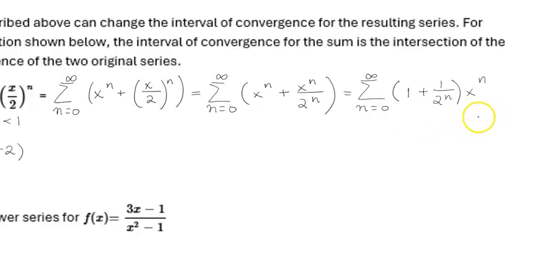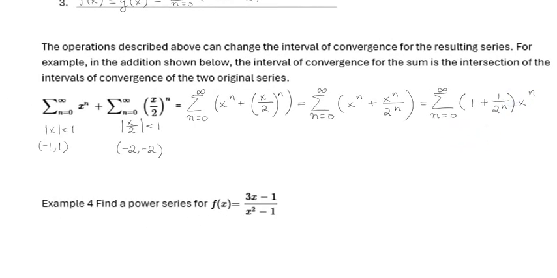When will this power series converge? Notice that factoring out that x to the n was very helpful because now I can see this is only going, well, even without factoring that out, if the first sum only converged between -1 and 1 and the second sum only converged between -2 and 2, then the sum of those sums is going to converge where they both converge. So it's going to only converge on the interval from -1 to 1.